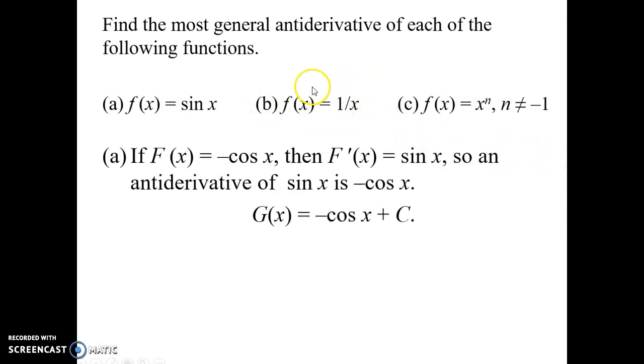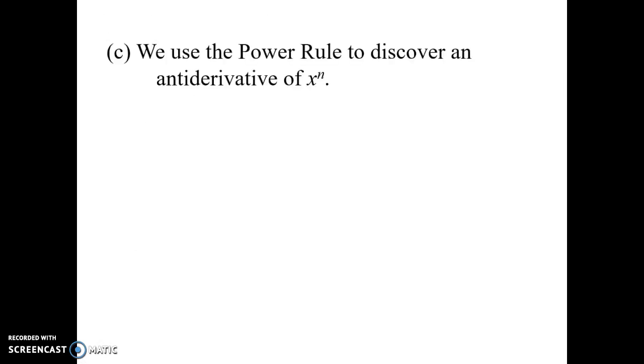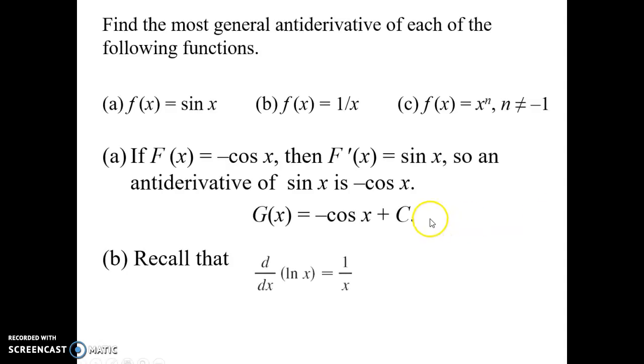What about part B? What would be the general antiderivative of 1 over x? Now, this should look familiar from one of our derivative rules. We know that the derivative of the natural log of x is 1 over x. So we know the general antiderivative of this function must be the natural log of x plus c.